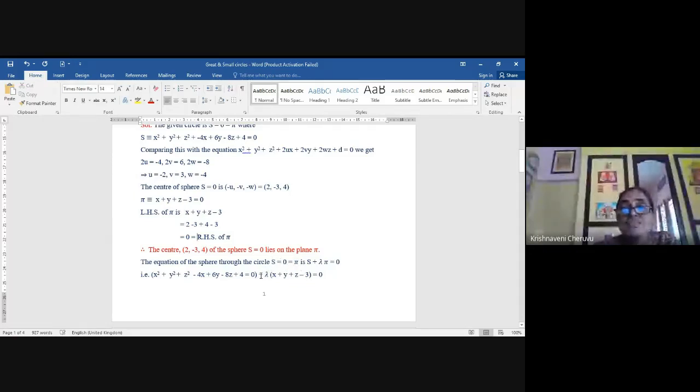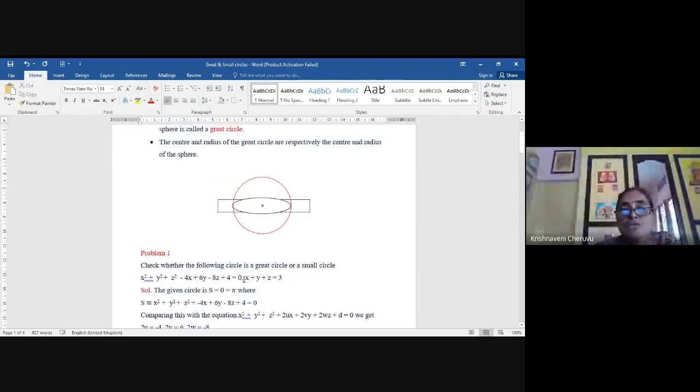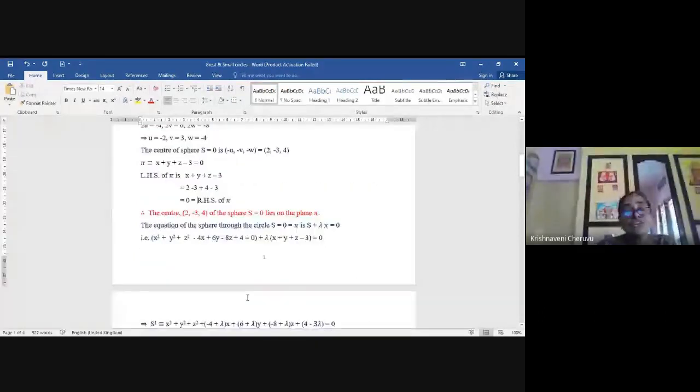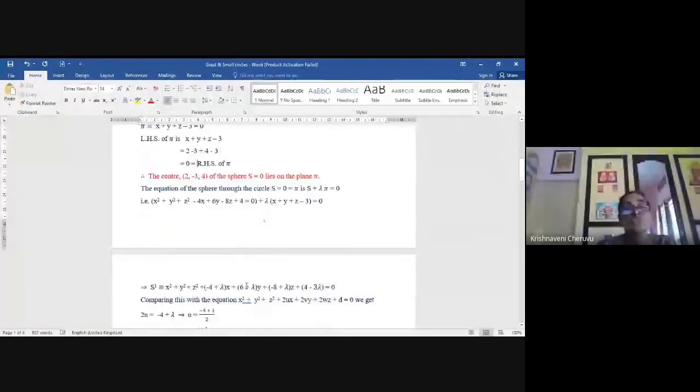What is the given circle? Here S = 0 = π. This is the given circle. So I'm finding out a sphere which is passing through the given circle, and I'm going to say that sphere and the given sphere are the same. For that reason I'm going to do the problem again, as a continuation. Now see, what I'm doing is finding out the equation of a sphere passing through the circle S = 0 = π.